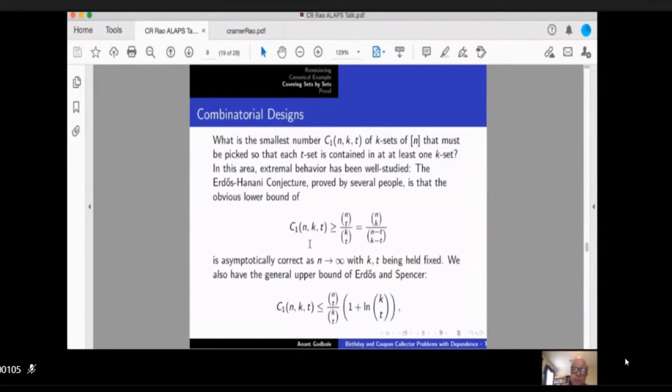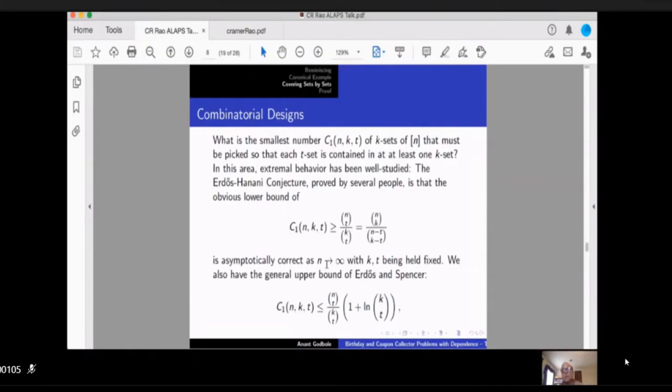There's an easy lower bound, n choose t divided by k choose t, which you can get by a simple counting argument. What this combinatorially simplifies to is actually n choose k over n minus t choose k minus t. This formulation is in some sense better because it gives you the fraction of all the k sets that you need to pick in order to cover every set of size t, and cover is in the sense of set inclusion. So you need at least that many. And what the Erdős–Hanani conjecture says is that this number is actually asymptotically correct if k and t are held fixed and you allow n to go to infinity.